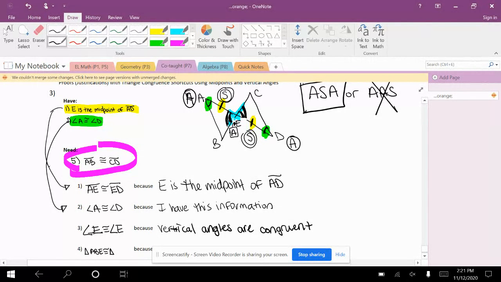Okay. Part A is in green, and so is part D.